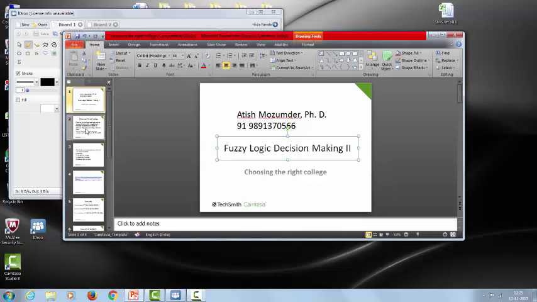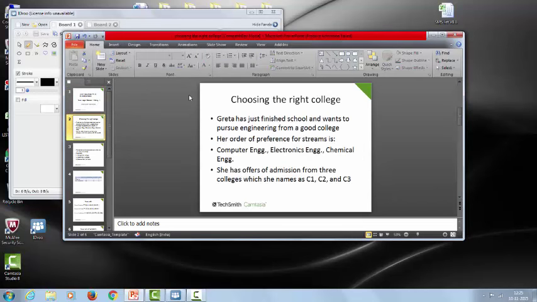Now choosing the right college. Let us imagine that there is a girl called Greta who has finished school and wants to pursue engineering from a good college. Her order of preference for streams is computer engineering first, then electronics engineering, and lastly chemical engineering. She has several admission offers, but she has selected three colleges and will take her final decision only on these three. She has named them C1, C2, and C3.